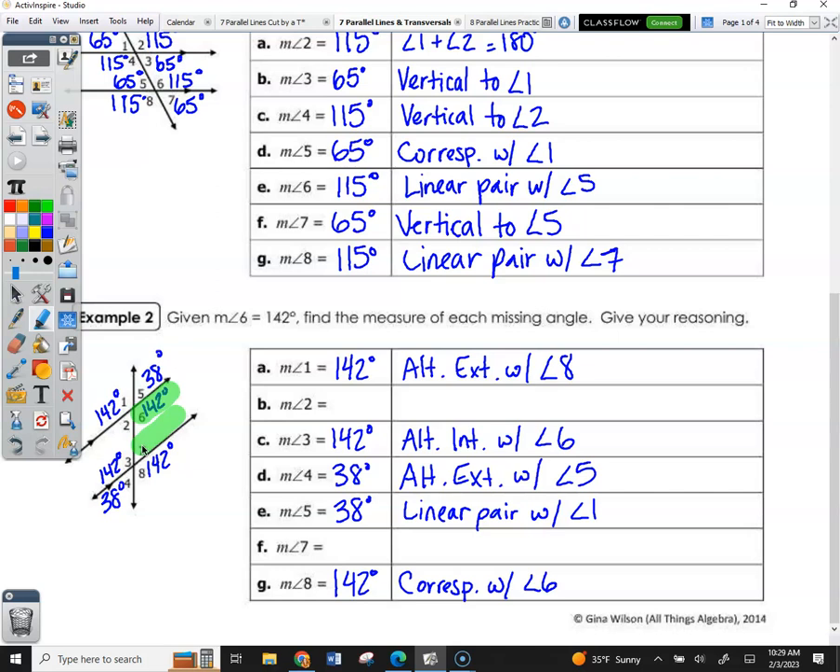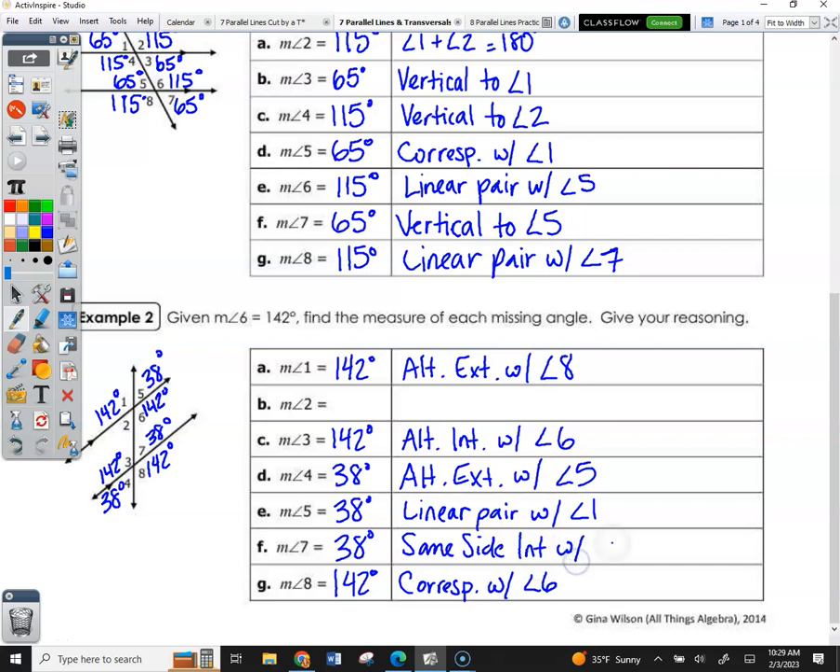Can an obtuse angle equal an acute? Oh, I did that backwards. Sorry. Can an acute angle equal an obtuse angle? Ever? No. So don't ever set them equal. They should add to equal 180. So what's 7 have to be? It's got to be 38. So 7 is 38 because it's same side interior.